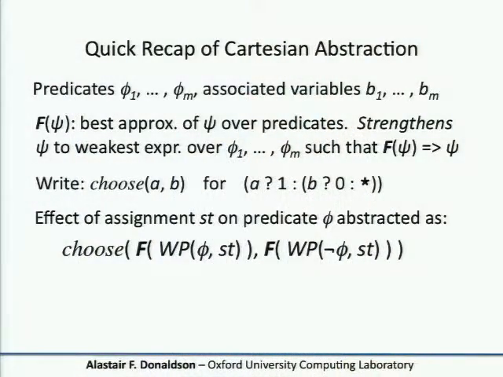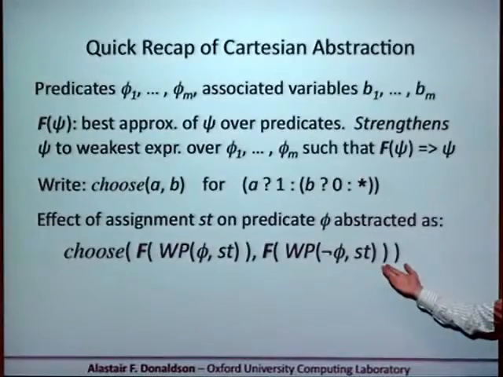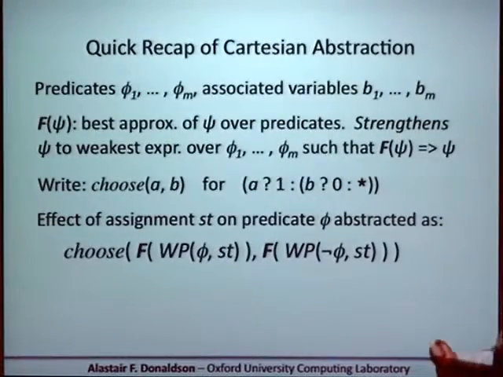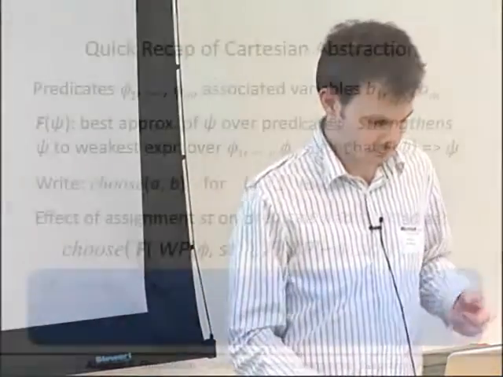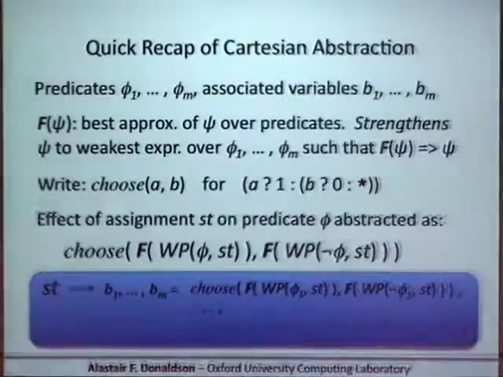And the effect of an assignment statement st on a predicate phi is abstracted as a choice between the weakest precondition for phi to hold after the statement has been executed, but strengthened over our predicates, or the weakest precondition for not phi to hold, but strengthened over our predicates. So this is like the best thing we can say about phi's new value with our current predicates, but considering phi in isolation from other predicates. So we turn a statement into a parallel assignment to our Boolean variables, doing this choice for each predicate.